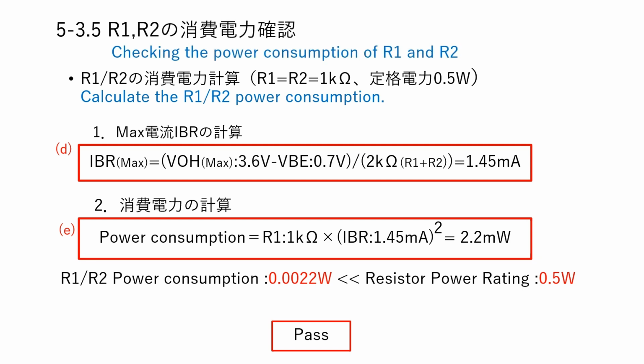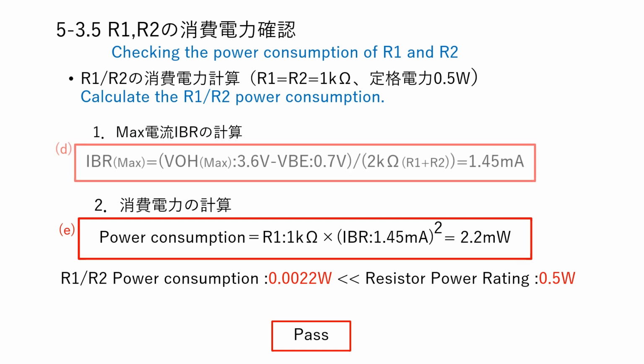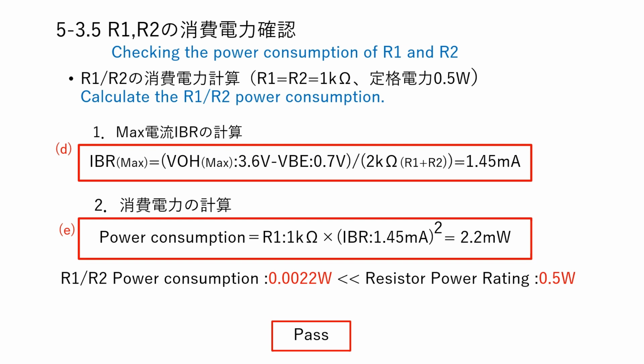5-3.5 Checking the power consumption of R1 and R2. Calculate the R1, R2 power consumption. R1 or R2 equals 1 kilo ohm. Power rating equals 0.5 watt. 1. Calculate the maximum current IBR. Calculate the IBR current using the red frame equation. IBR equals 1.45 mA.